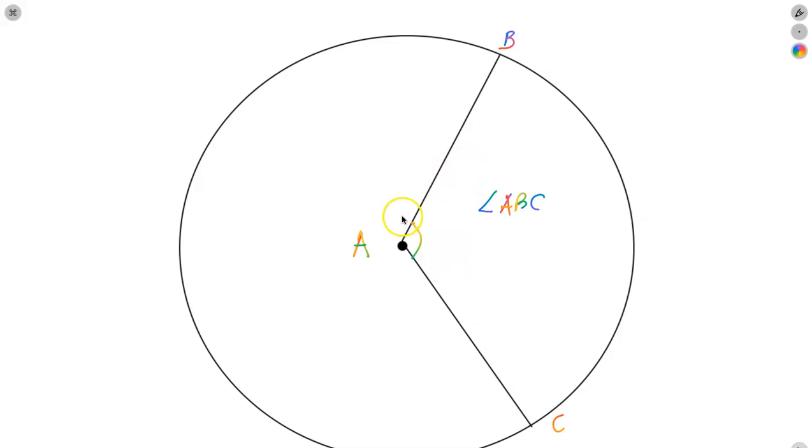Accordingly, the measure of this central angle is equal to the measure of the intercepted arc. This is the intercepted arc of angle ABC. So the intercepted arc of angle ABC is arc BC. Again, the measure of the central angle ABC is equal to the measure of the intercepted arc BC. Therefore, if this is 65 degrees, arc BC is also equal to 65 degrees. That's the first concept. Let's proceed to the next.